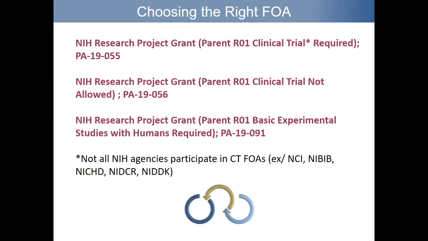For the NIH in particular, knowing whether your study involves human subjects and/or whether it includes a clinical trial also means that you have to be aware of choosing the right funding opportunity announcement for the particular study that you're planning. What I have listed here is a series of different parent grants that exist for R01s within the NIH. And what you'll notice is they have 3 separate categories, one of which a clinical trial would be required, another where a clinical trial would not be allowed, and then a third newer one called basic experimental studies with humans required.